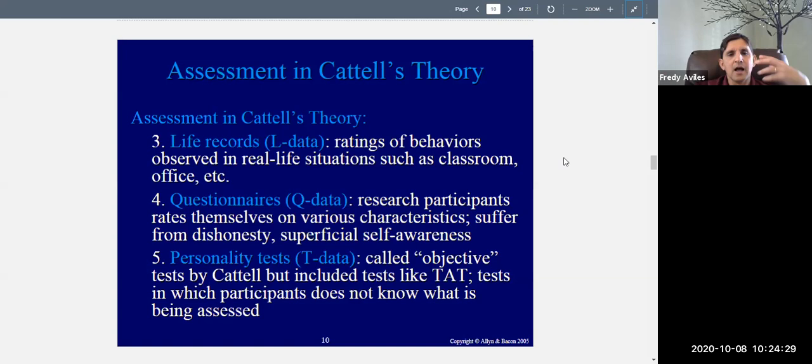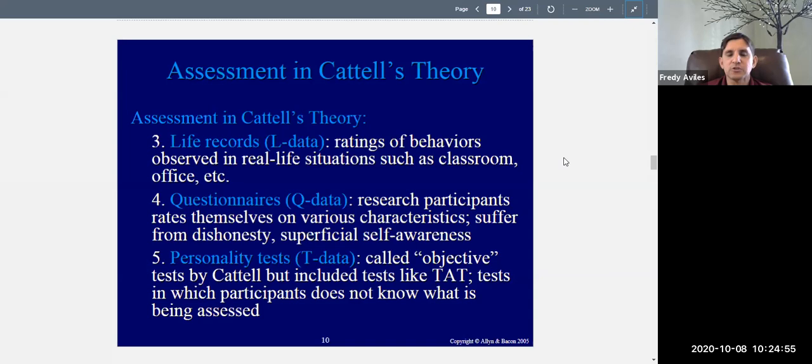That can suffer from dishonesty. People can easily lie on those things. And it might only show, you know, superficially what people are like. And it's only superficial self-awareness. In other words, people are not always aware of what they're really like. These questionnaires may not capture that. People can be very superficial as to how they answer those things.